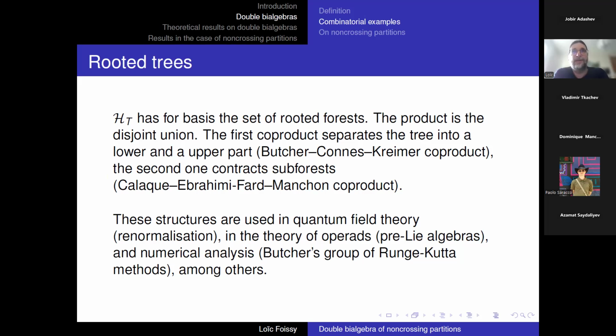Unfortunately, Butcher did not seem to know the formalism of Hopf algebra, so his description was purely combinatorial and rather difficult to read, I think. And maybe 10 years later, Damien Calaque, Kurusch Ebrahimi-Fard, and Dominique Manchon defined another coproduct given by contraction of edges on it, and they showed that this is a double bialgebra in the sense I described just before.